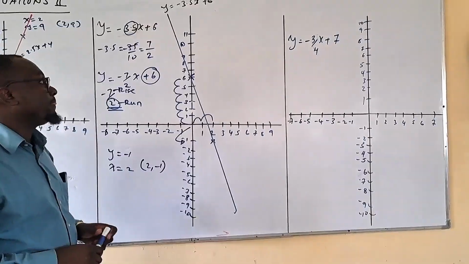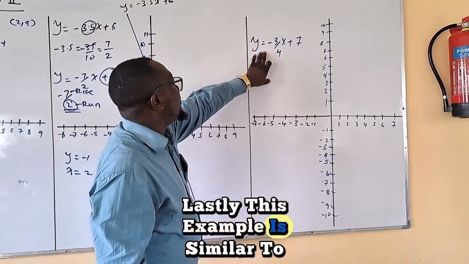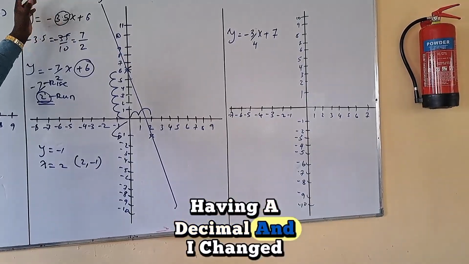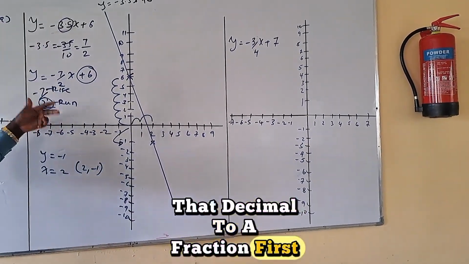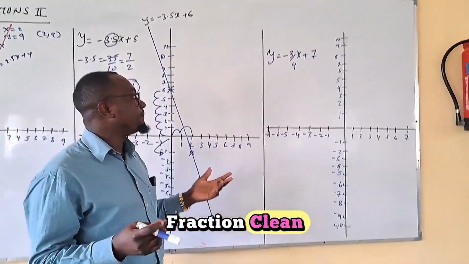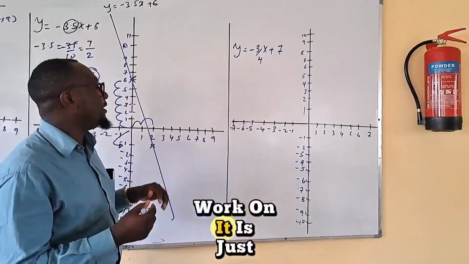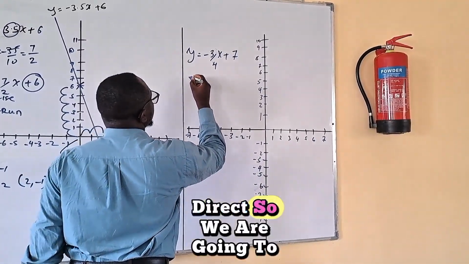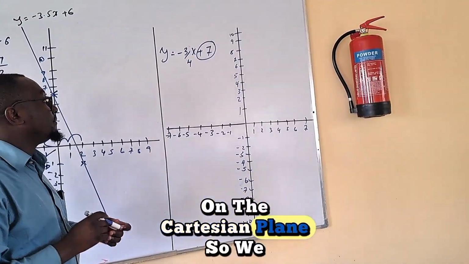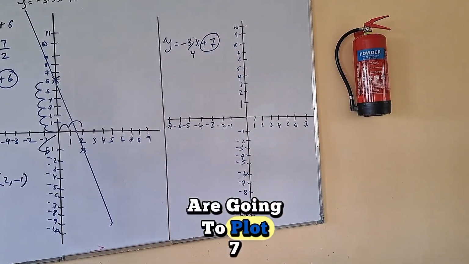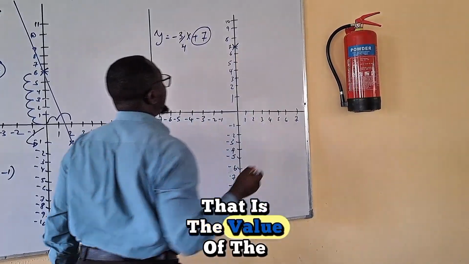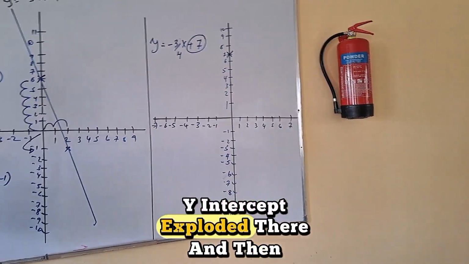Lastly, this example is similar to this one, because this one was having a decimal, and I changed that decimal to a fraction first, and then I applied the formula. But here we already have the fraction clean. There's nothing more to work on. It is just direct. So we are going to plot 7 on this Cartesian plane here. That is the value of the y-intercept plotted there.